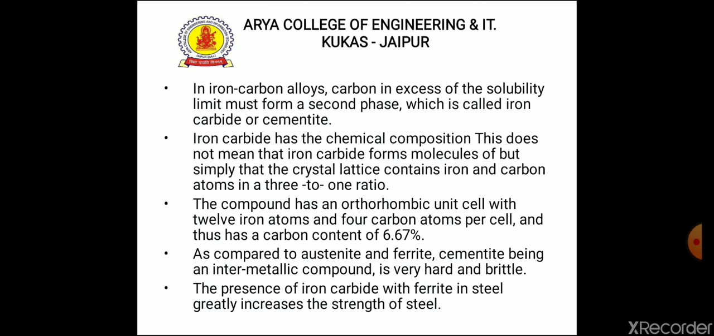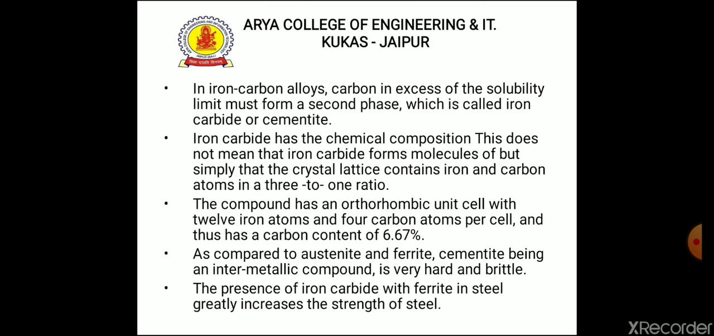In iron-carbon alloys, carbon in excess of the solubility limit must form a second phase which is called iron carbide or cementite. Iron carbide has the chemical composition Fe3C. This does not mean that iron carbide forms molecules of Fe3C, but simply that the crystal lattice contains iron and carbon atoms in a 3 to 1 ratio. The compound has an orthorhombic unit cell with 12 iron atoms and 4 carbon atoms per cell and thus has a carbon content of 6.67%.